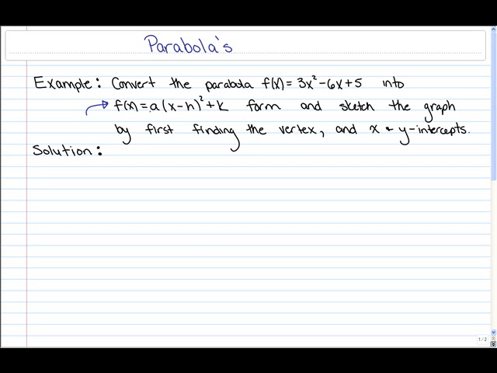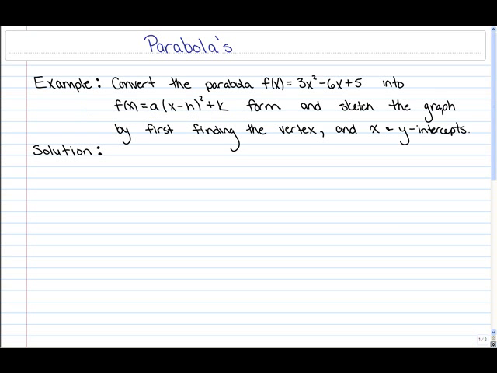Find the vertex once you've converted it into this form right down here, and I want you to find the x and y-intercepts. Now x and y-intercepts are real simple. Remember that an x-intercept is found by simply setting y equal to 0 and solving for x, and a y-intercept is found by simply setting x equal to 0 and solving for y. So go ahead, pause the video, and try this example on your own.